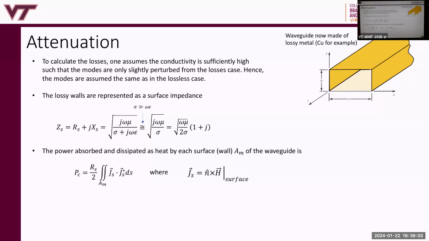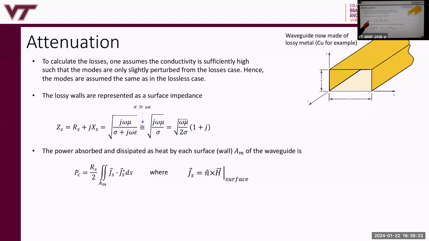We need the magnetic field and the electric field, right? To calculate the losses, we need the current density, and the current density is related to the magnetic field. So we're assuming that the magnetic field is that of the modes of the lossless waveguide that we've already calculated, and by adding loss, we don't perturb them significantly. It's negligible, slightly perturbed.